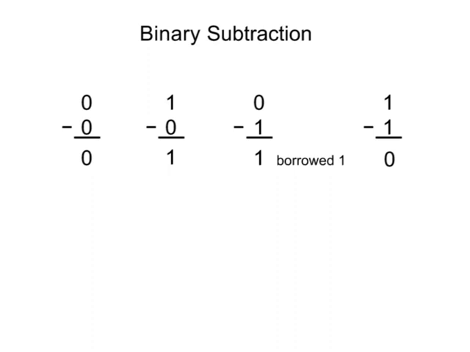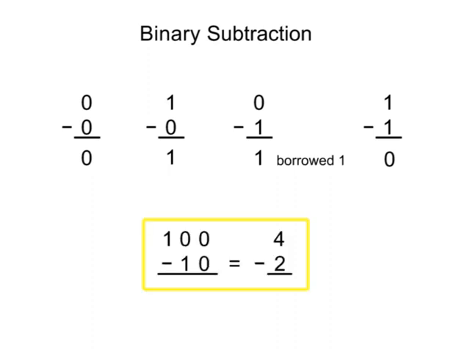As an example, here is 4 minus 2 in binary. 0 minus 0 yields a 0. 0 minus 1 requires a borrowed 1 from the adjacent digit. The result is 1, 0, or 2.